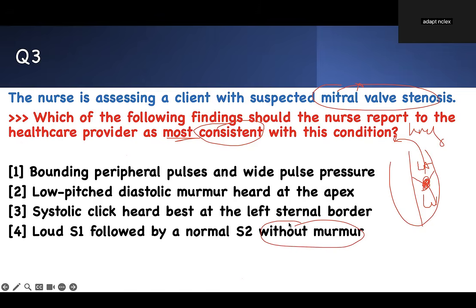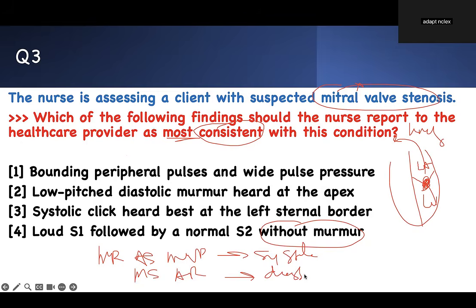Now, we talk about it. I told you MR, that is Mr. AS MVP. What is he going to do? You rest in systole. Then we have Miss AR, who what? Rest in diastole. So Mr. AS MVP play in systole and Miss AR rest in diastole.